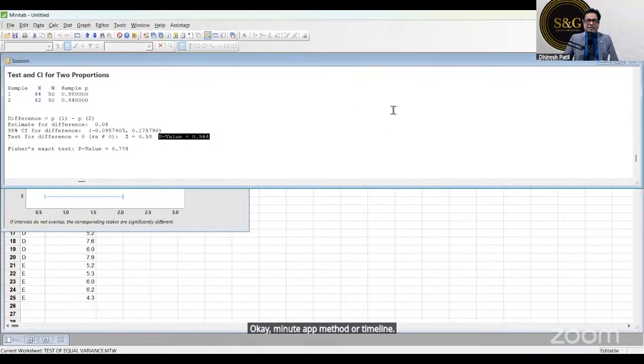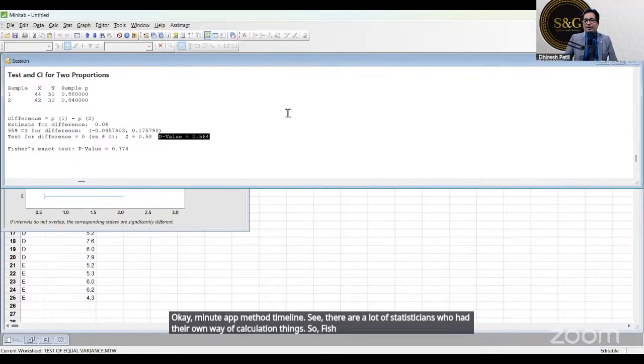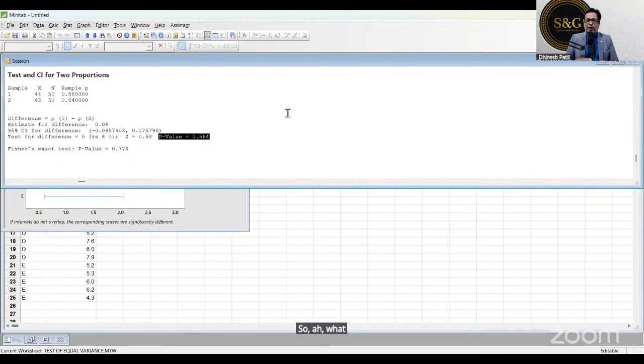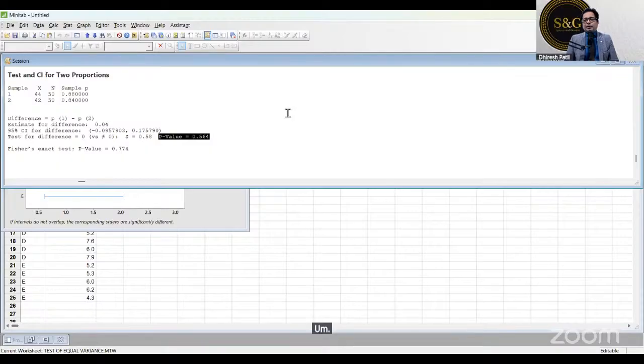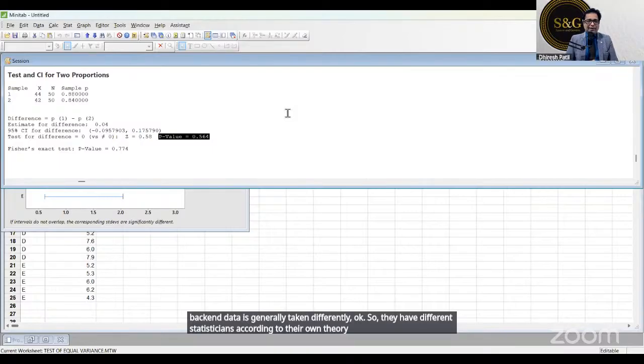See, there are a lot of statisticians who had their own way of calculating things. So Fisher also has its own way of calculating this too. They calculate on the basis of their own approach, like for example, the backend data basically. Backend data is generally taken differently. So different statisticians are calculating according to their own theory.